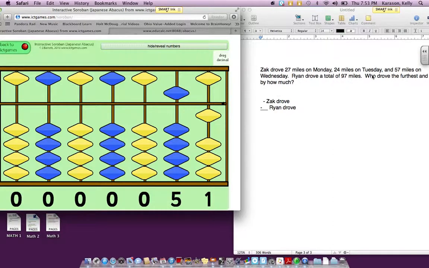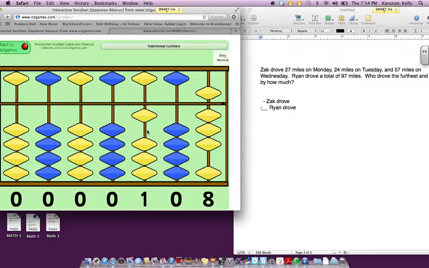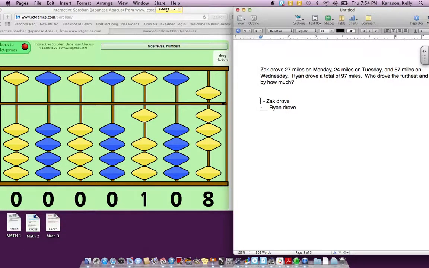Finally, my last one I have to add is 57, so I'm going to go ahead and add 7. 1, 2, 3, 4, 5, 6, 7. And then I have to add 5. 1, 2, 3, 4. Again, we get to the end. And 5. So we have 108. Okay, I'm going to go ahead and type that in over here. 108. And we know that Ryan rode 97 miles.